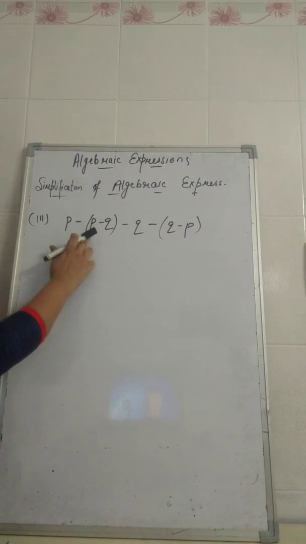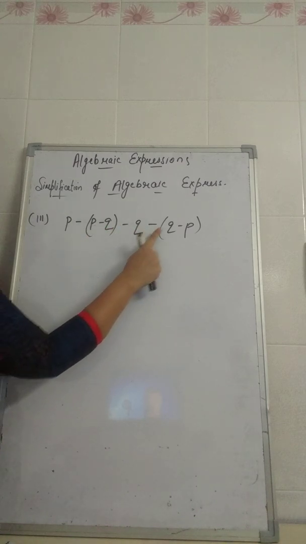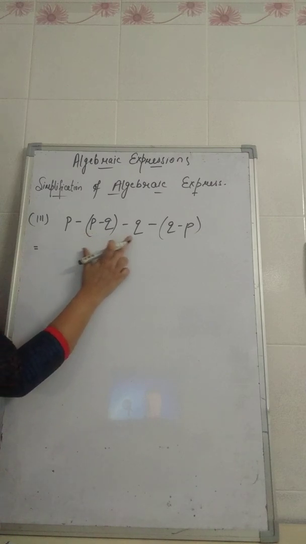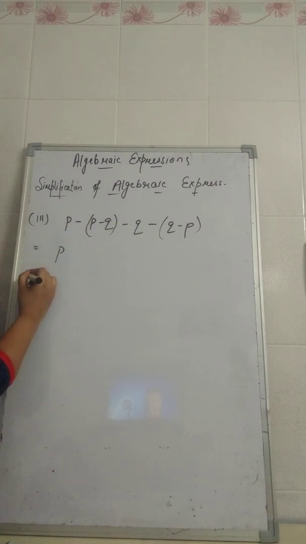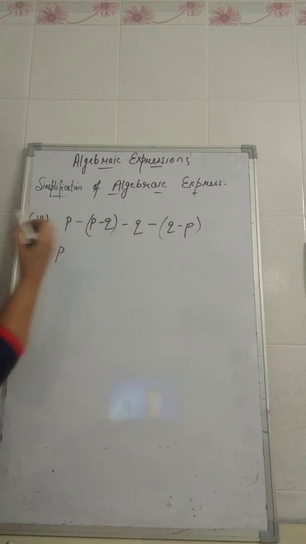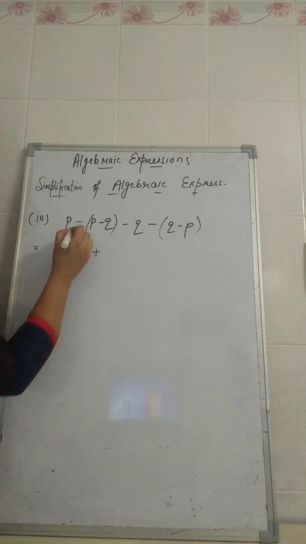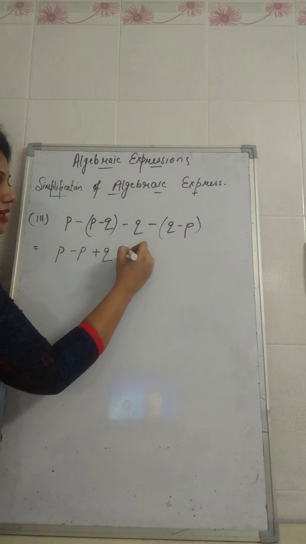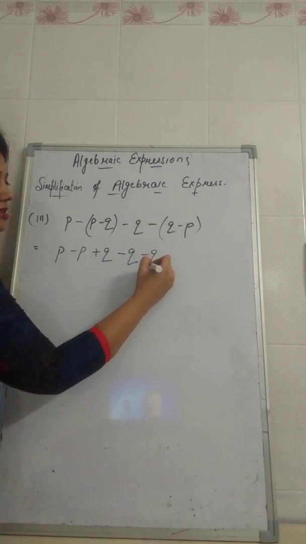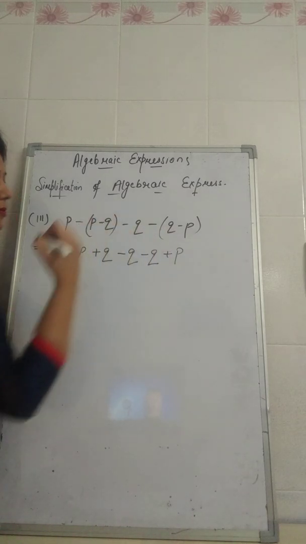See the next part. P minus bracket p minus q, minus q, then minus bracket q minus p. For this, what we have to do? First of all we need to open the bracket. Now see, this minus is getting multiplied with both the variables inside the bracket. It will be minus p, minus multiplied by minus will become plus q, then minus q, again minus multiplied by minus is plus p.